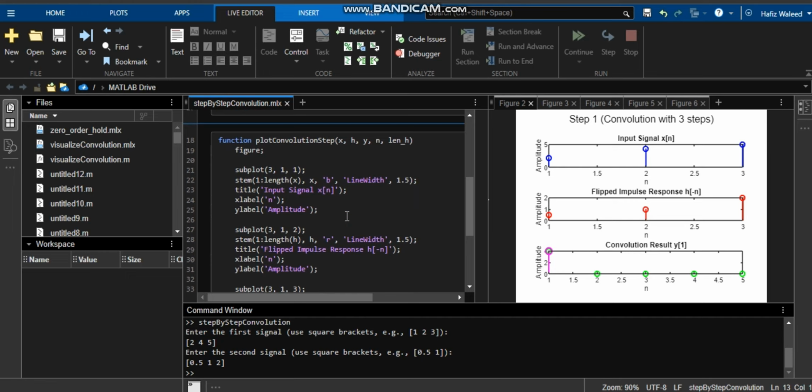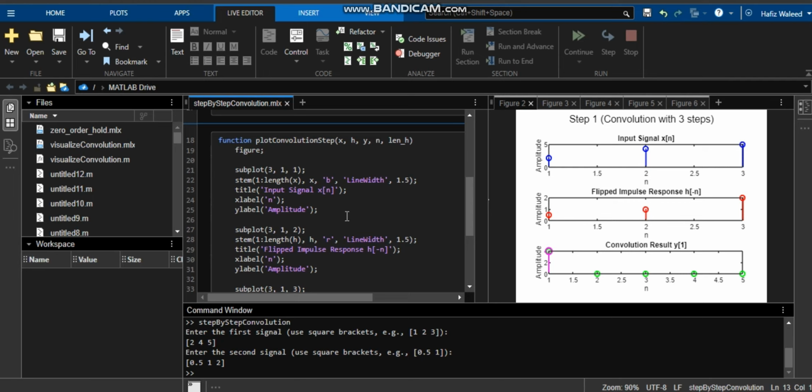For each step of the convolution, a separate figure is created with three subplots. The first subplot displays the input signal X. The second subplot displays the flipped impulse response H of minus n. The third subplot displays the current state of the convolution result Y up to the current step. The current step is highlighted with a marker, and the plots are updated at each iteration.